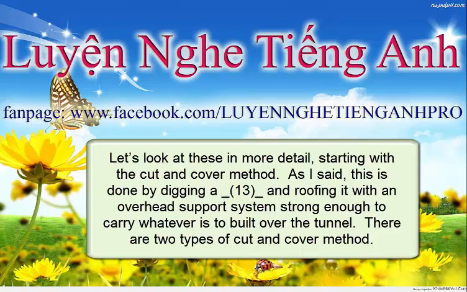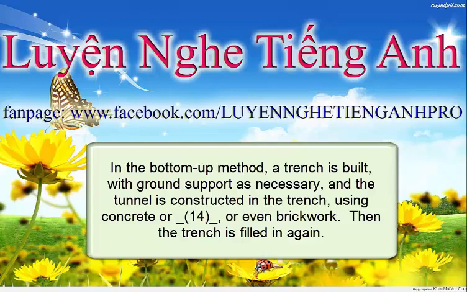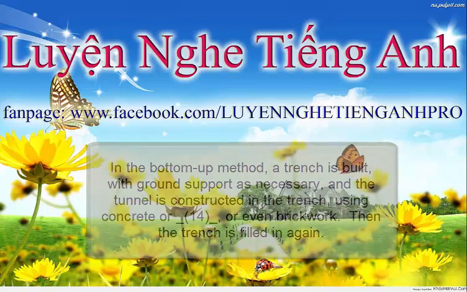As I said, this is done by digging a trench and roofing it with an overhead support system strong enough to carry whatever is to be built over the tunnel. There are two types of cut and cover method. In the bottom-up method, a trench is built with ground support as necessary, and the tunnel is constructed in the trench using concrete or arches or even brickwork. Then the trench is filled in again.